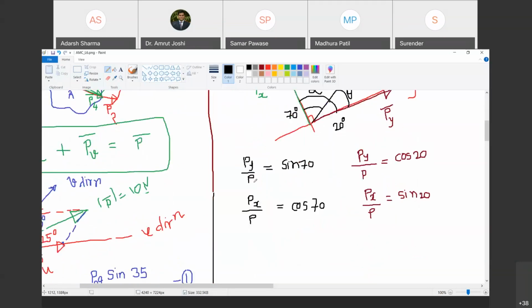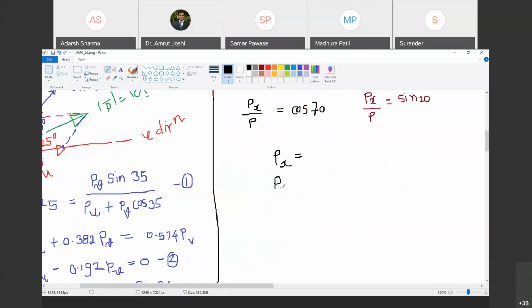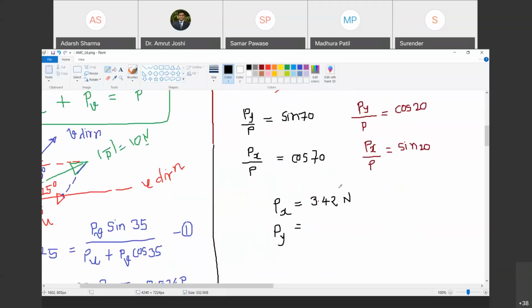So now tell me the value. P is 10. Magnitude of P is 10. So how much is Px? You can use either of these two expressions. It can be 10 cos 70 or 10 sin 20. You are going to get the same answer. So how much is that? Tell me. How much is Px and how much is Py? Px is 3.42 Newton. And Py is 9.396 Newton. Do you agree with me?